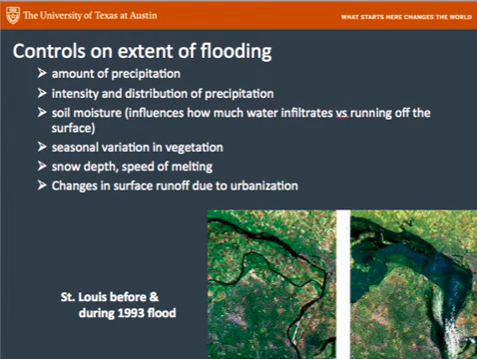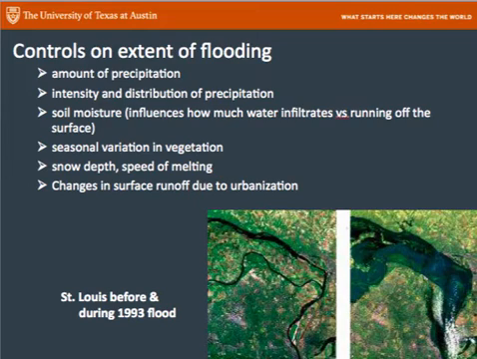Floods vary due to a lot of different conditions. First of all, the amount of rain, the intensity and distribution of that rain. Where in the river watershed does the rain fall? How much moisture is in the soil already? So how much water can infiltrate the soil as opposed to running off and ending up in a river?